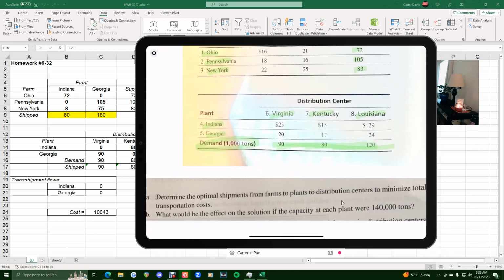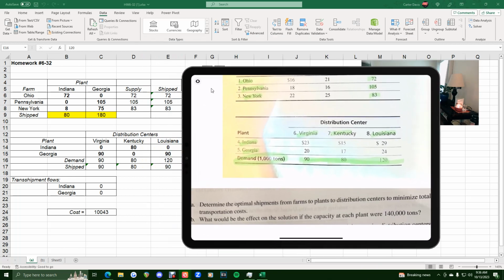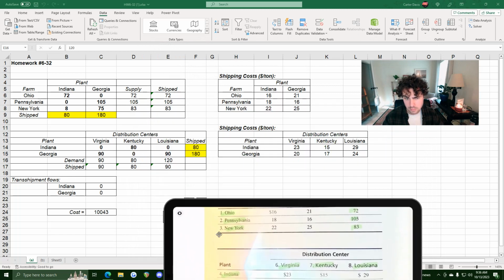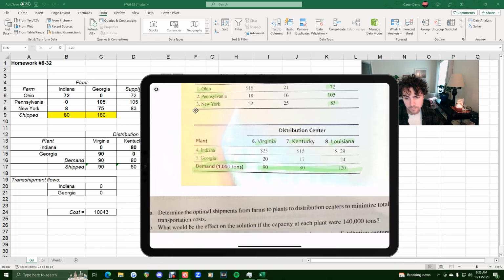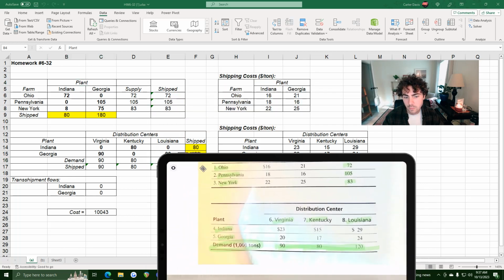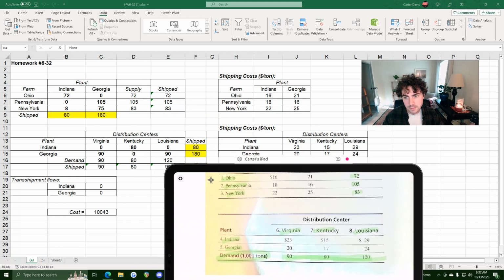If you have any questions, oh, wait, I forgot. There's one more question. I don't think I actually did this the first time I went through this problem. Let's see if we can answer it. They say, what would the effect on the solution be if the capacity at each plant were 140,000 tons? I have no clue. Capacity at each plant. So that would be the capacity of these plants. 140,000 tons.